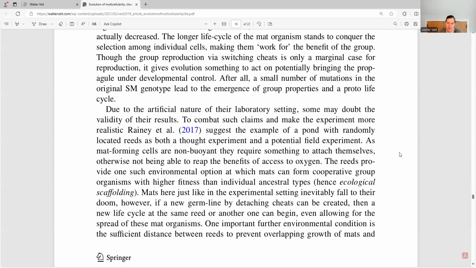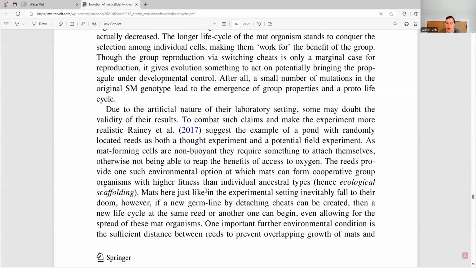Due to the artificial nature of the laboratory setting, some may doubt the validity of their results. To combat such claims and make the experiment more realistic, Rainey et al. 2017 suggest the example of a pond with randomly located reeds as both a thought experiment and a potential field experiment. As MAD-forming cells are non-buoyant, they require something to attach themselves to, otherwise not being able to reap the benefits of access to oxygen. The reeds provide one such environmental option at which the MADs can form cooperative organisms, group organisms with higher fitness than individual ancestral types, hence what he calls ecological scaffolding.